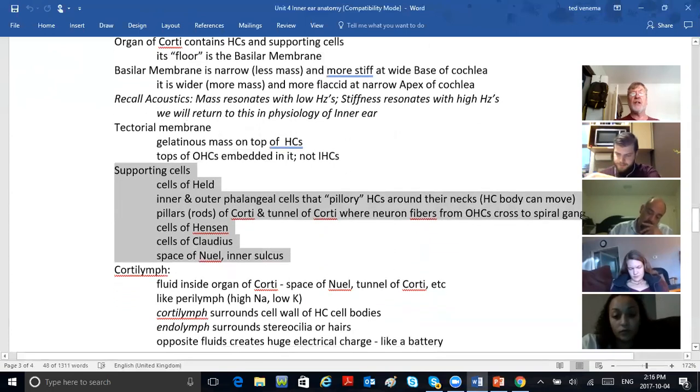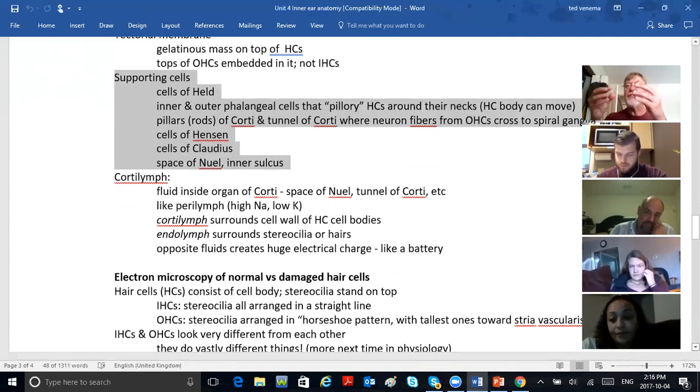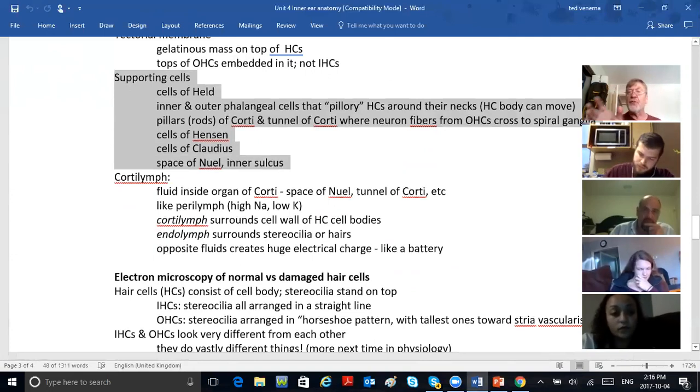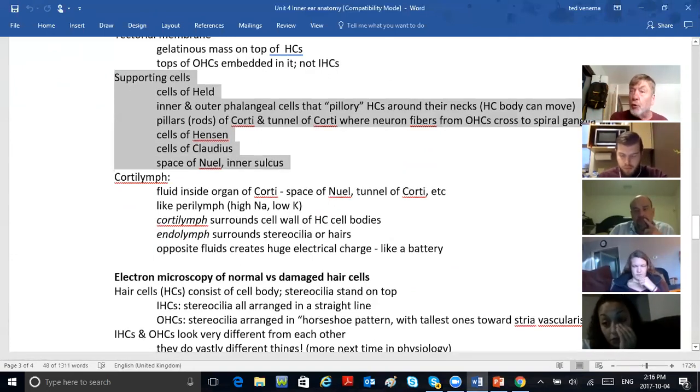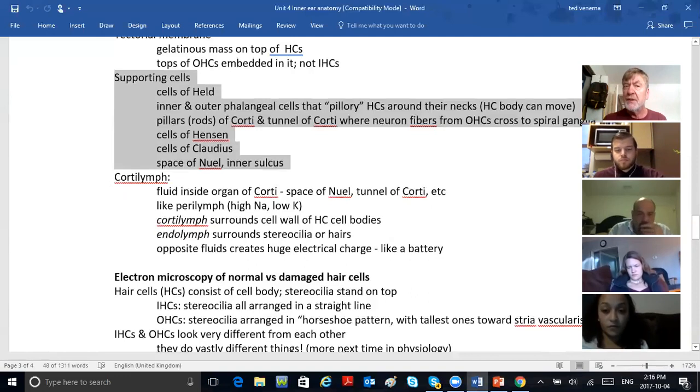As you move on down here, you may wonder, how do the hair cells talk to two different fluids? Remember we said the cochlea is like a battery, and you know how batteries have opposite fluids in them? If they're opposite fluids, how do these opposite fluids communicate with each other? Well, it's called cortilymph.